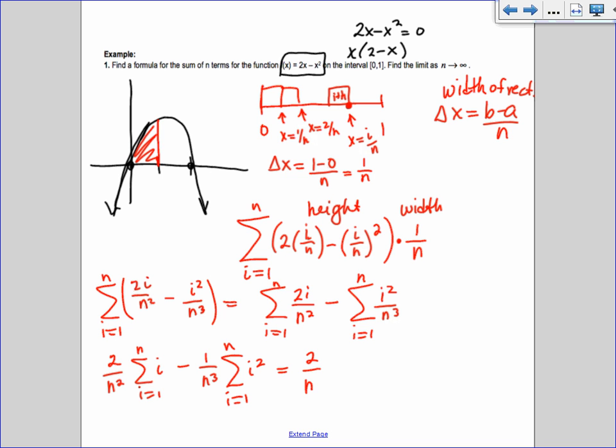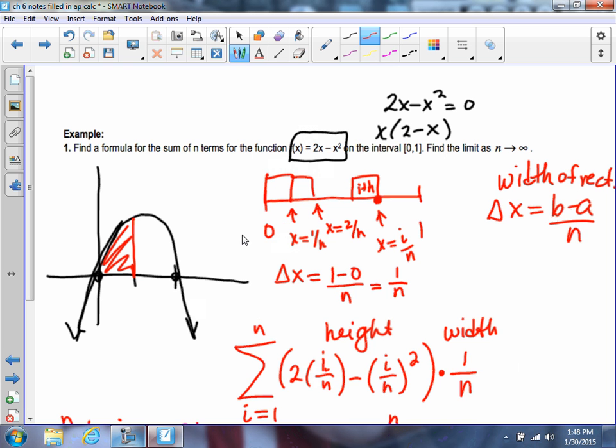Okay, so I have 2 over n squared times n times n plus 1 over 2. That's the Gauss one. You have known that since Algebra 2. We did it in Chapter 11 in Algebra 2. All right, minus 1 over n cubed times n times n plus 1 times 2n plus 1 over 6. And we simplified. Do you guys want to try to simplify it and take the limit as n goes to infinity? See if you can get it? Okay, I'll give you a second to try it.